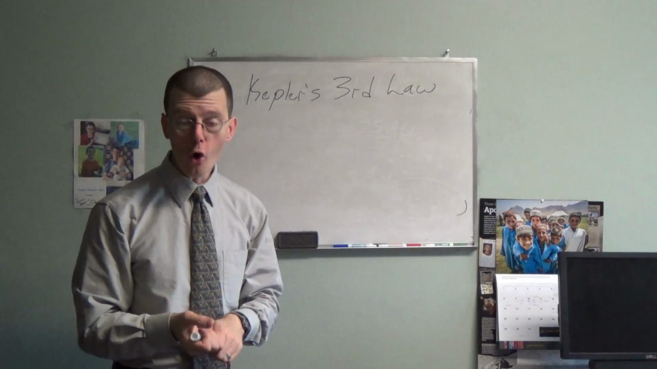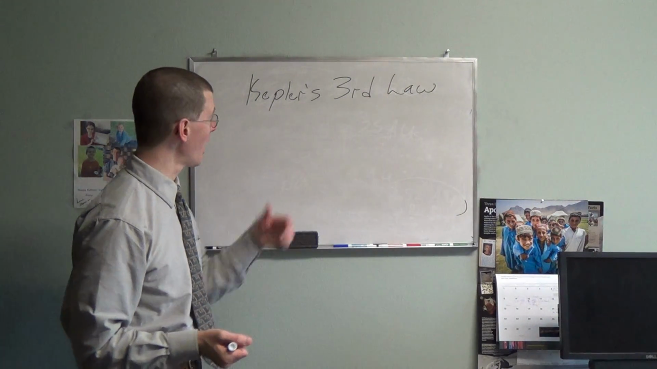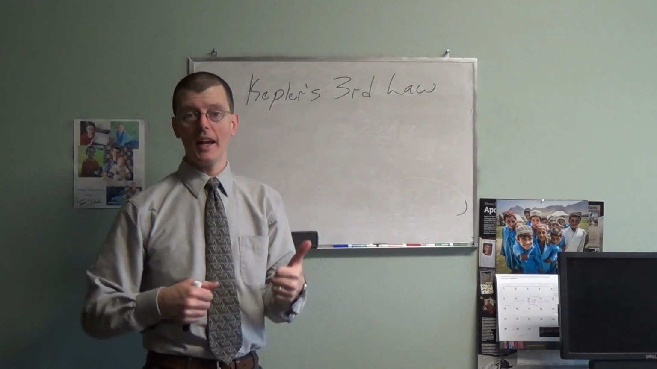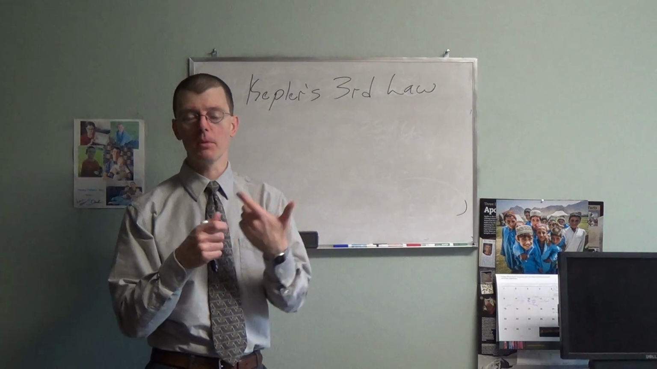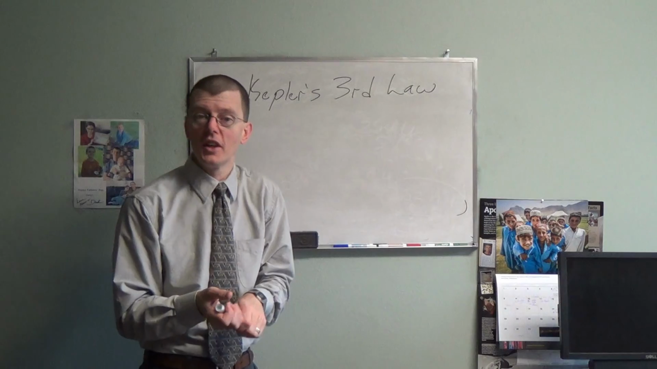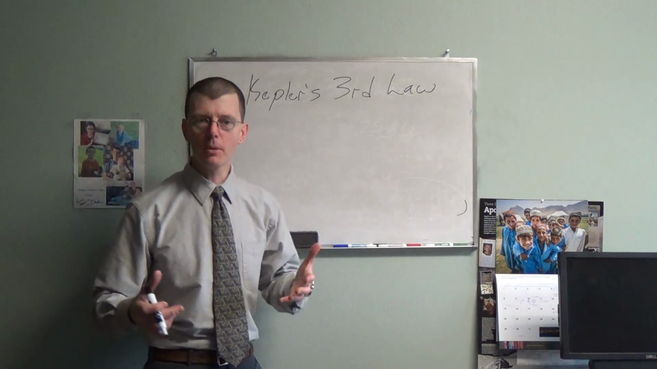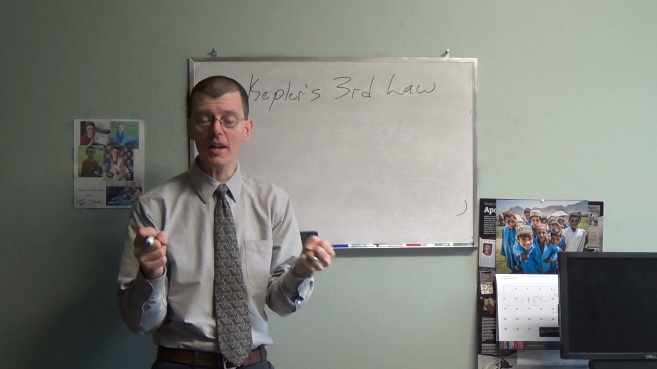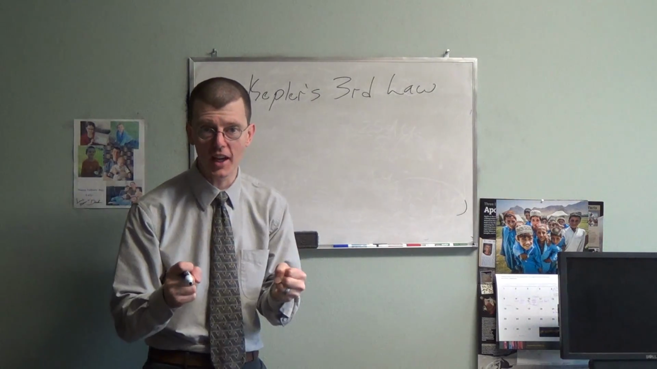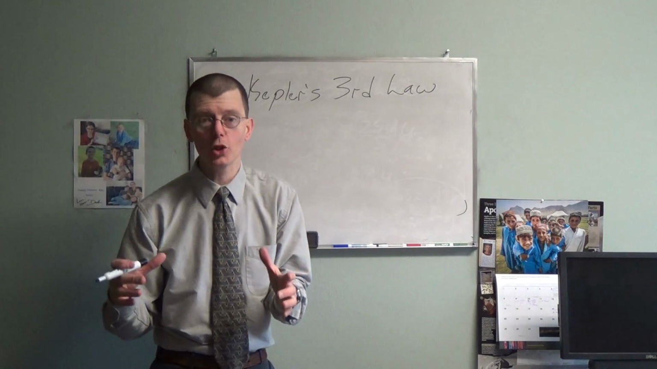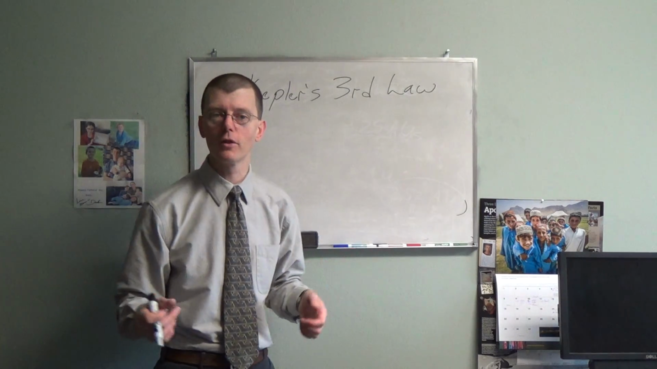We need to learn more about Kepler's third law. Kepler's first law is that planets orbit the sun in ellipses. Kepler's second law is that planets move faster when they're near the sun and slower farther away. Kepler's third law is a relationship between the total amount of time it takes an object to orbit around the sun and the semi-major axis of the orbit, the object's average distance from the sun.